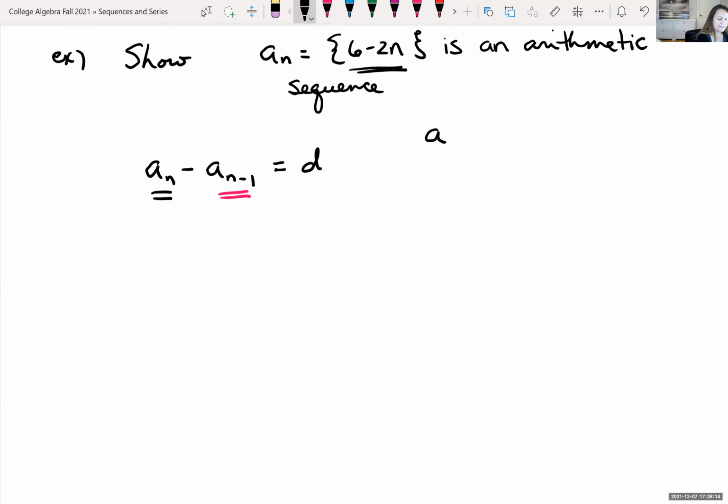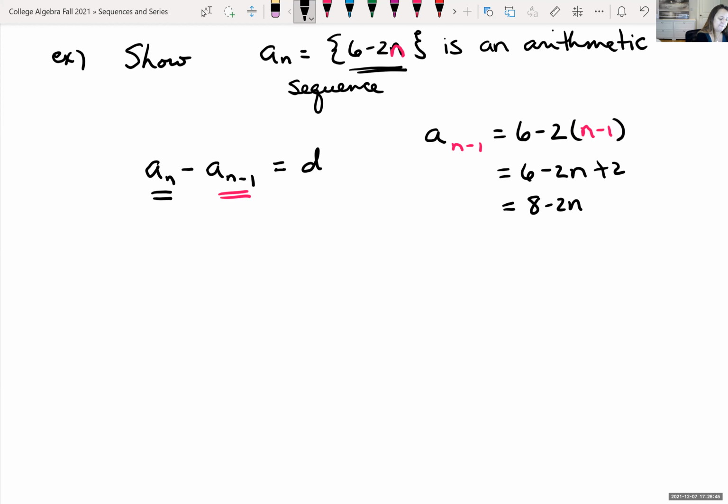So if I looked at a sub n minus 1, I would just go back into my formula and I'm going to plug in n minus 1 wherever I see an n. So this gives us 6 minus 2, I see an n there, so n minus 1. So this is equal to 6 minus 2n plus 2. Which if I combine like terms, 6 plus 2 is 8 minus 2n.